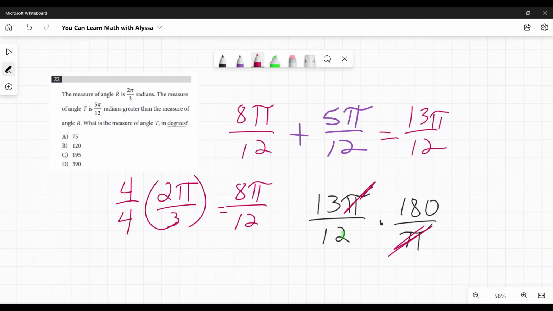Pi's cancel out. And 12 does go into 180. So 12 goes into 12 one time, and 12 goes into 180 15 times. And so then we can just multiply because the pi's are gone. And we just have 13 times 15 on top. And that's 195 degrees, which is C, my answer.